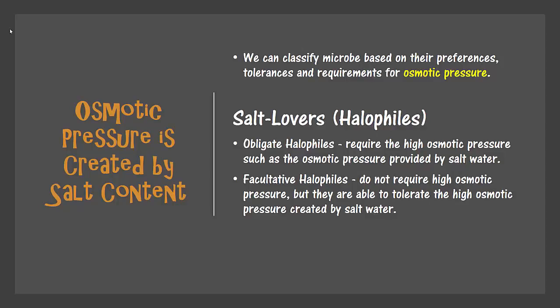So, we can classify microbes based on their preferences and tolerances for osmotic pressure. These are our salt lovers or halophiles. Obligate halophiles require high osmotic pressure, such as the osmotic pressure provided by salt water. Facultative halophiles do not require high osmotic pressure, but they are able to tolerate the high osmotic pressure created by the salt water.